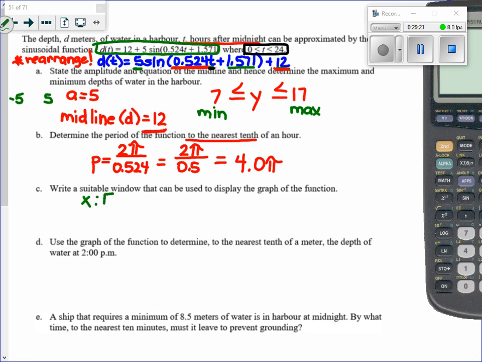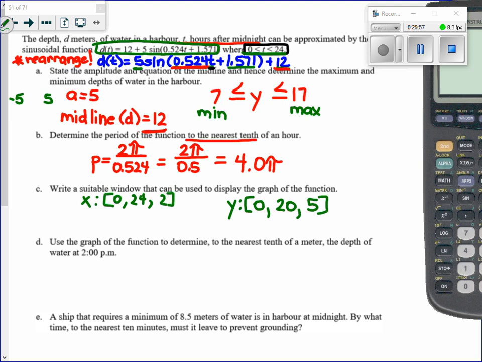You would say, I need to go from 0 to 24, and probably you could go up by 1s or 2s. These will vary a little bit. There's no just one right answer for these, but you just have to pay attention to what your domain would be, right? And then your y, well, our maximum point and our minimum point will help us figure out what our range would be. We're going from 7 to 17, so I'd go a little above and a little below that, so maybe 0 to 20, and you could probably go up by 5s or 2s or something like that.